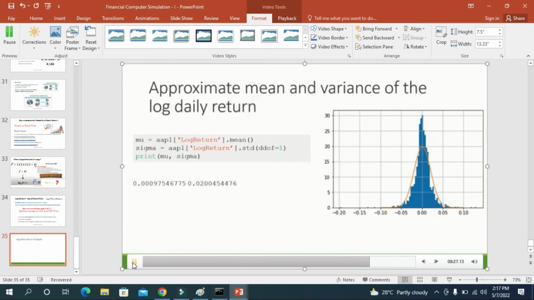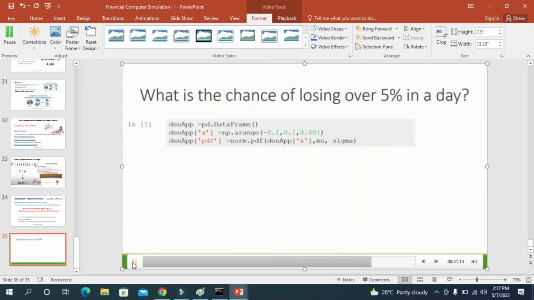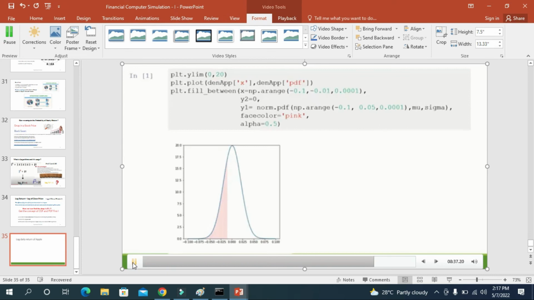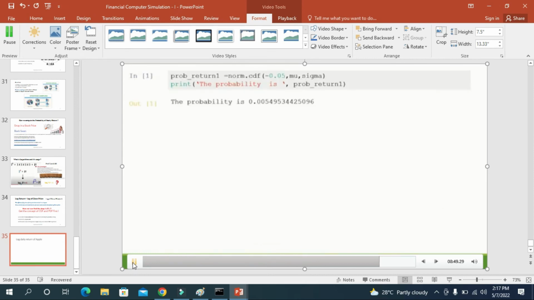Then, what is the chance the daily loss can be more than 5%? First, we will plot the normal density curve for this daily return. This pink area is the probability of losing more than 5% in one day. We can use CDF to get this probability, which is 0.5%. Hence, we have a 0.5% chance to have a daily loss of more than 5%.